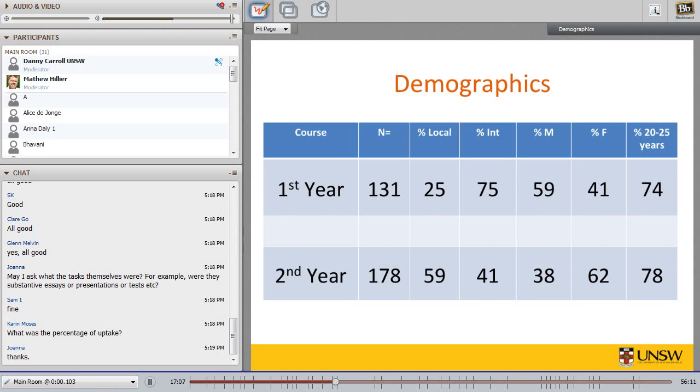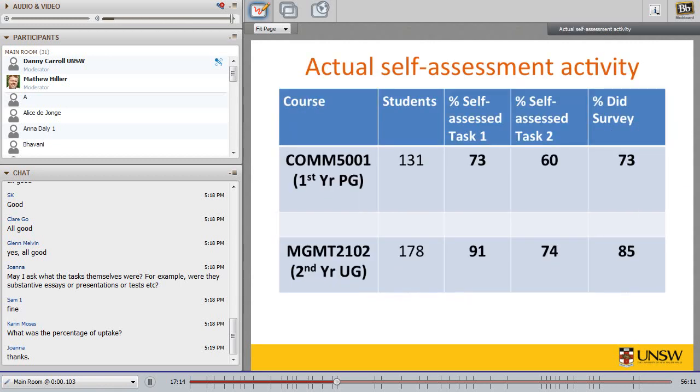A lot more local students. The first year course had a lot more international students. And in the second year course, some of them had done some self-assessment before, and this actually really strongly affected accuracy. They were all pretty much young as well.